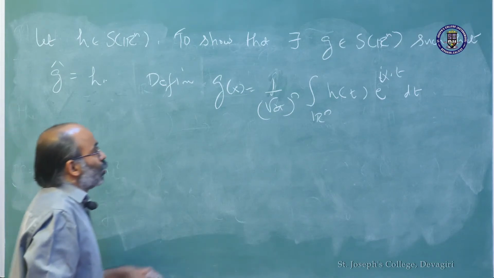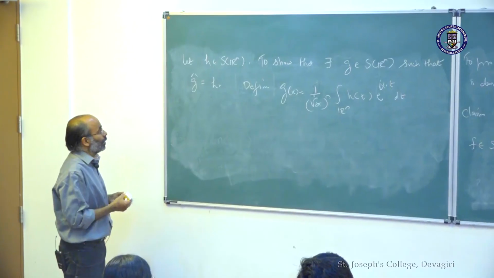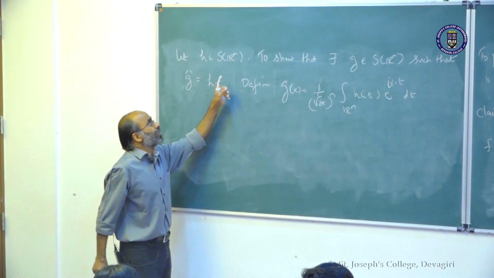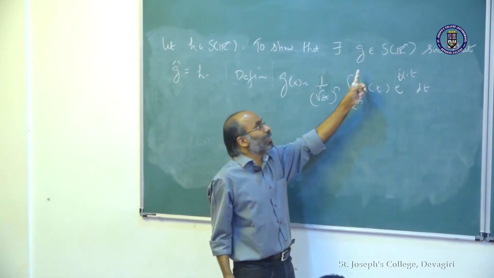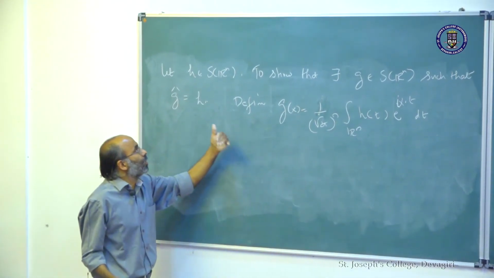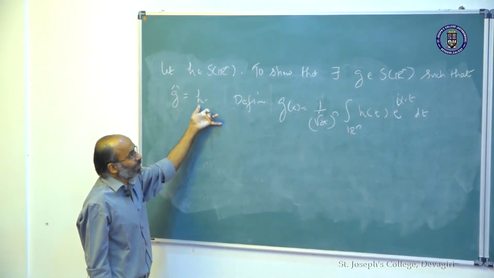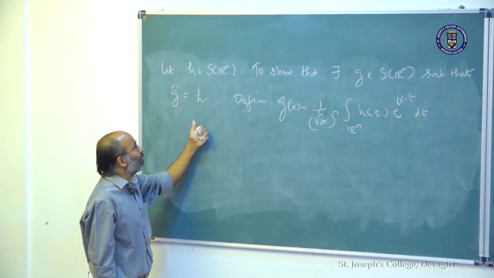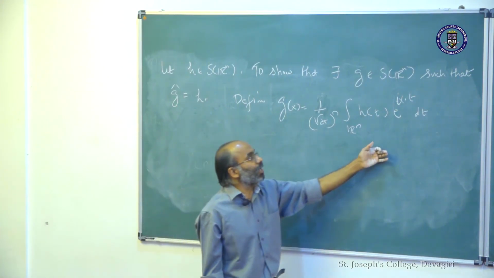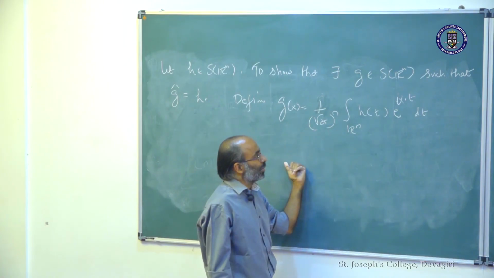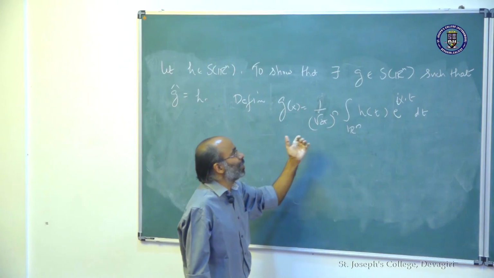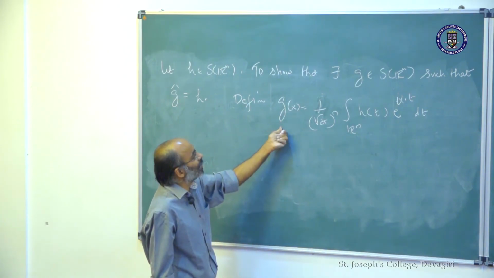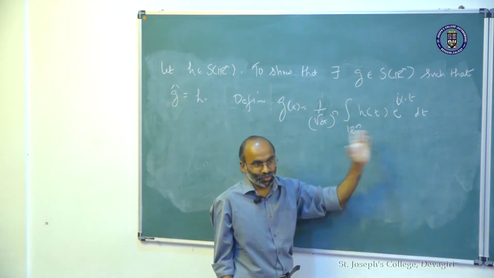Ideally, we want h to be g hat. Okay. So, let me repeat, I am taking a function in the Schwarz space, I need to show that there is a g such that g hat is the function we started with. What are we doing? We are inverting h and hoping that that function will work, which means if I take the Fourier transform of g, I should get h, right. This is what we want.